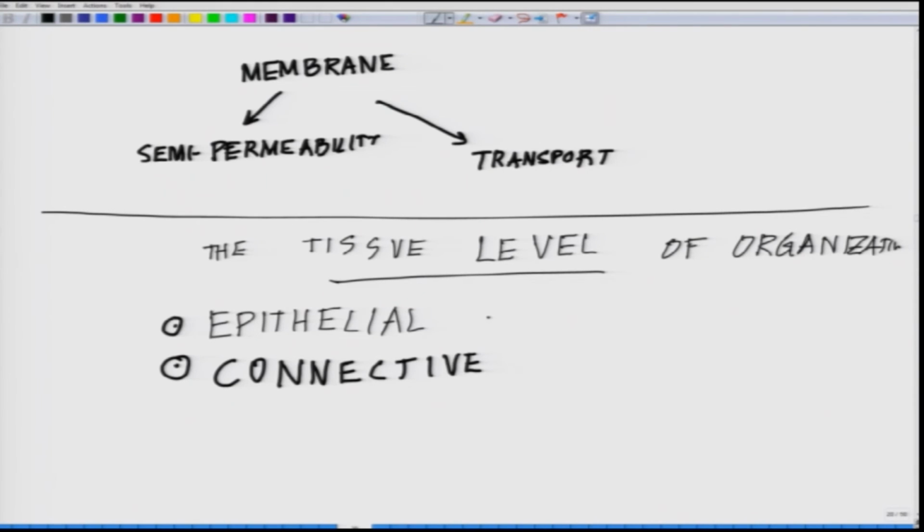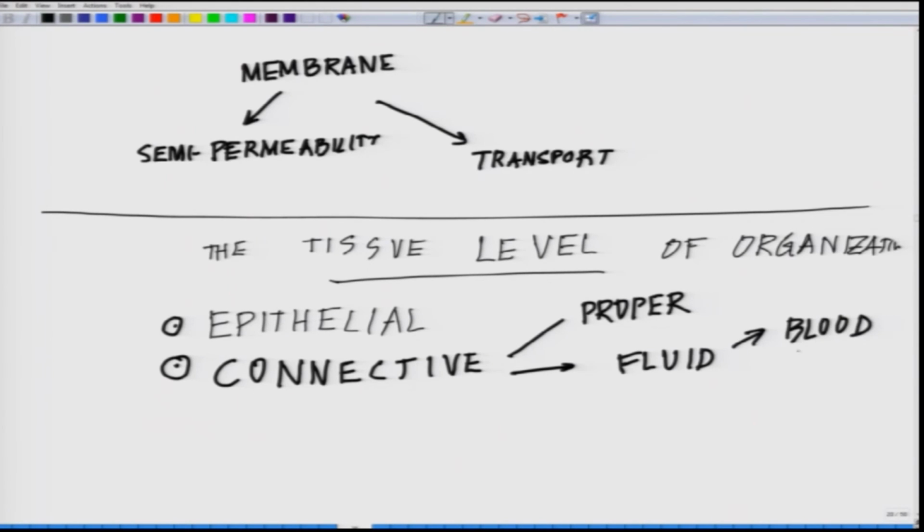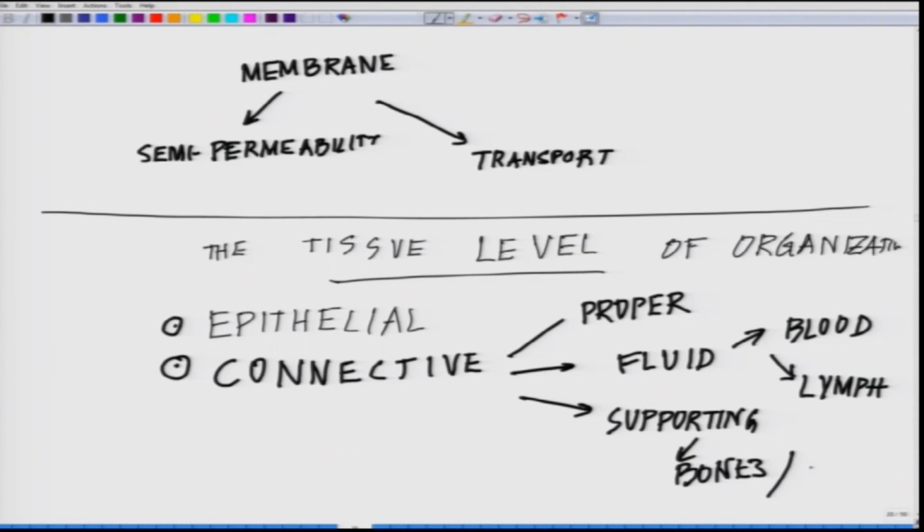Connective tissues are of different kinds. They could be proper connective tissues, which form a structural framework of our body. Then we have fluid connective tissue, which includes the blood and the lymph. Then we have supporting connective tissue, which includes your bones and cartilage. And in the very next section, post integumentary system, we will talk about the bones and the cartilage.